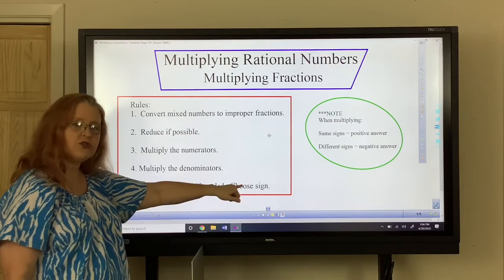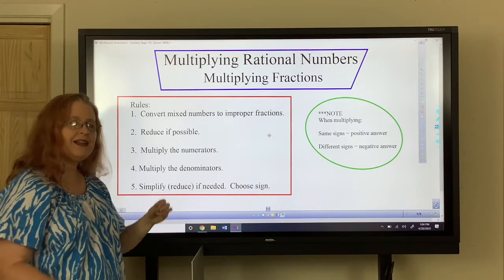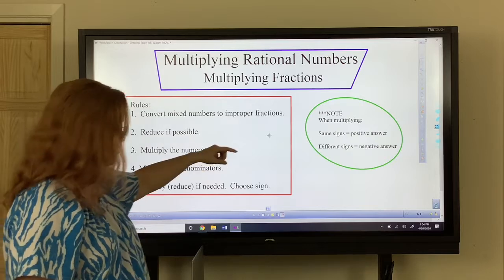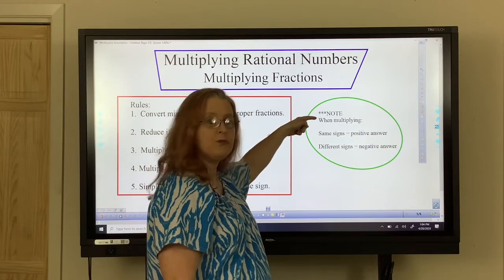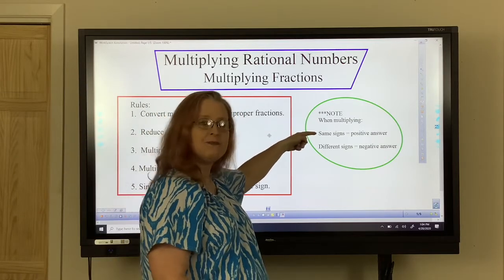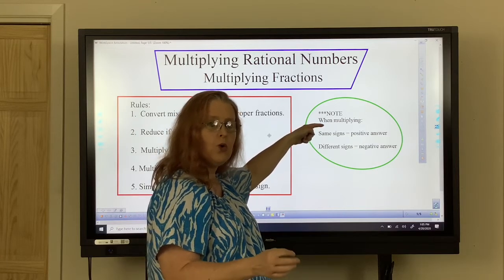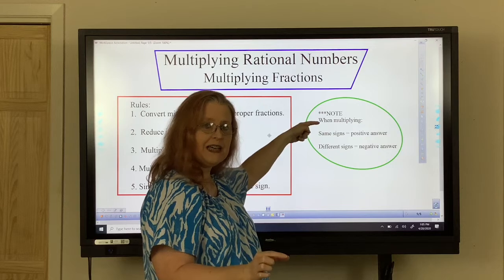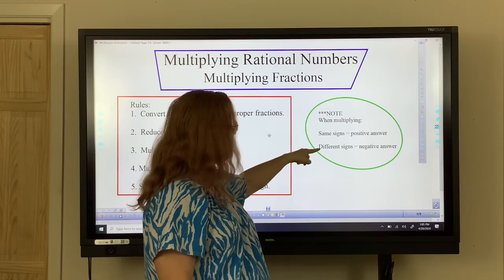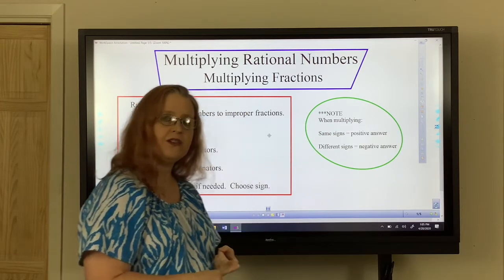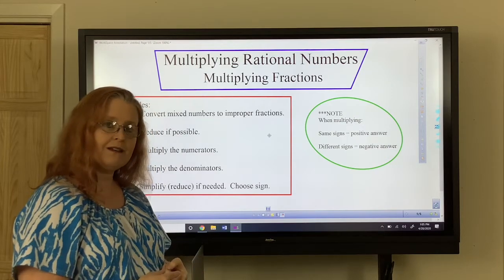And you need to make sure you choose the correct sign. Anytime you're multiplying with any numbers, these rules apply. If you have the same signs, a positive times a positive, you get a positive. Or a negative times a negative is a positive. Or if you have different signs, a positive times a negative, you get a negative.